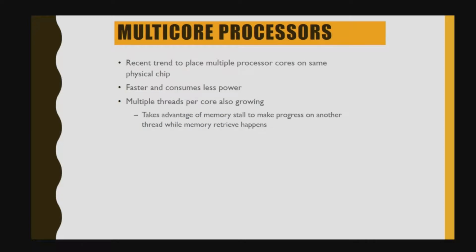So now we have another term, multi-core processor. The recent trend is to place multiple processor cores on the same physical chip, like our computer systems nowadays. This one is faster and consumes less power compared to the previous one. Multiple threads per core also, the number of threads is growing, or we add more threads in the core. This takes advantage of the memory stall to make progress on another thread while the memory retrieval happens.